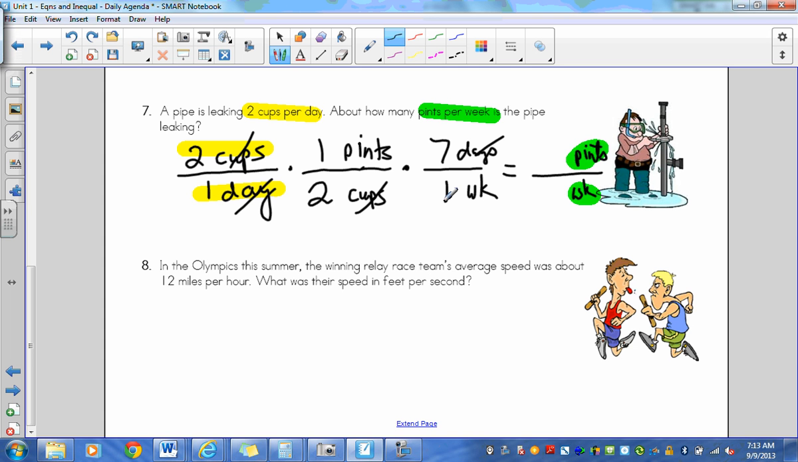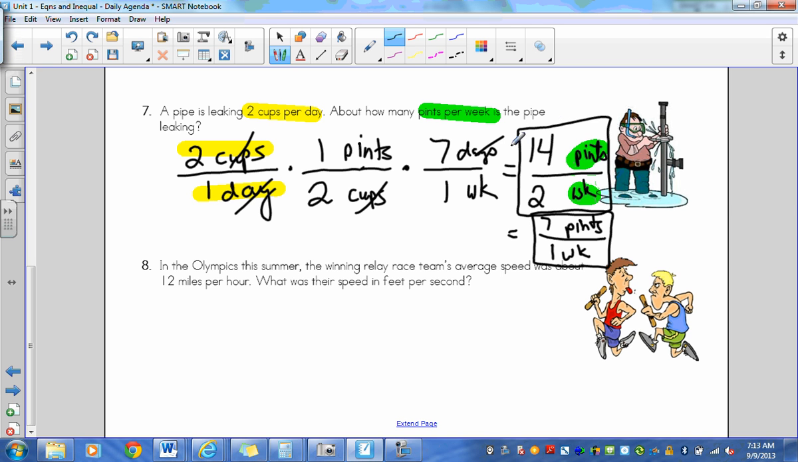You have to have 2 fractions. 2 times 7 on the top gives you 14 pints. 1 times 2 times 1 on the bottom gives you 2 weeks. You could totally do 14 divided by 2 and get 7 pints for 1 week. This is considered to be the unit rate. This is considered to be an equivalent rate, another rate.